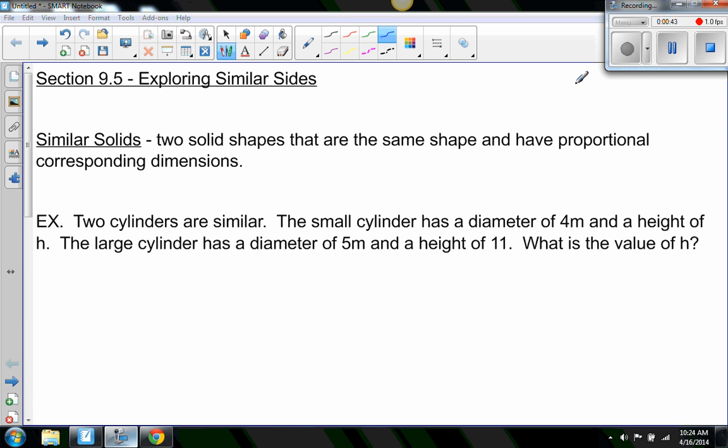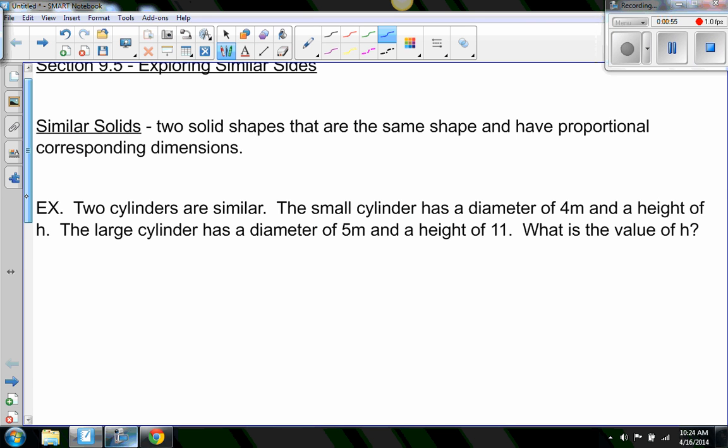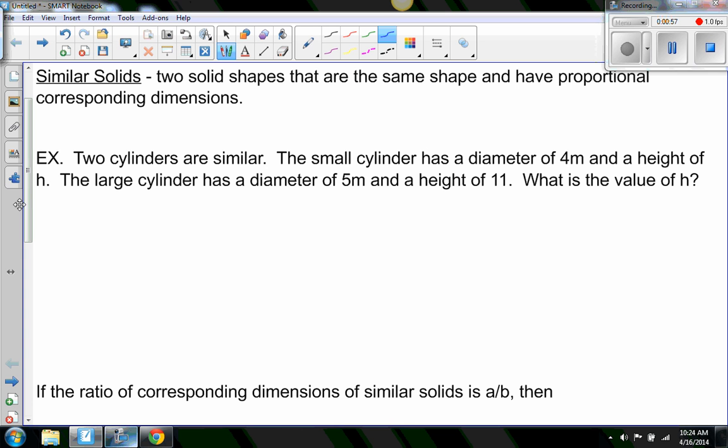So my example here, 2 cylinders are similar. The small cylinder has a diameter of 4 meters and a height of h. The large cylinder has a diameter of 5 and a height of 11. What is the value of h? We've done stuff like this before, last year and this year. You just have to set up a proportion to be able to do this.